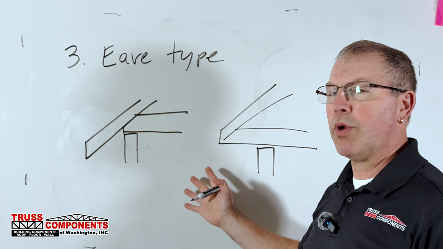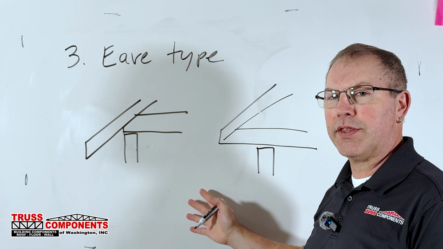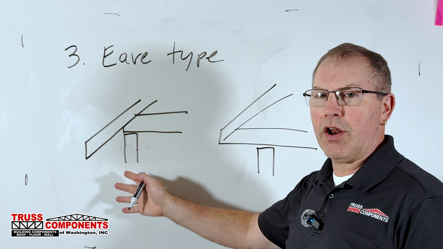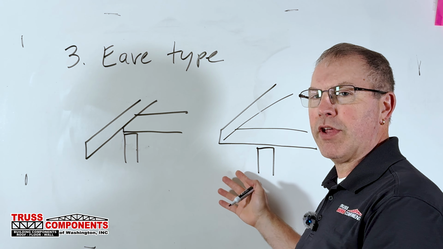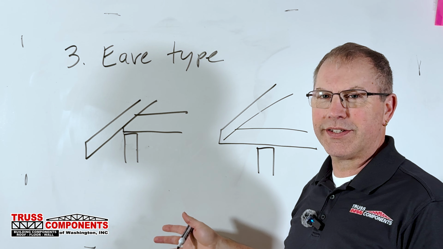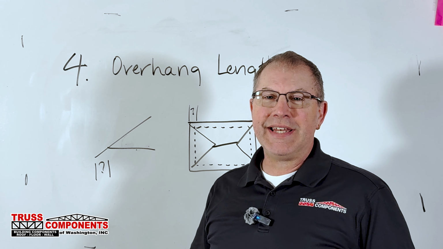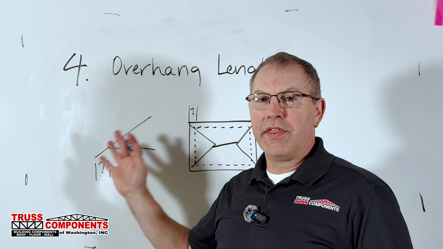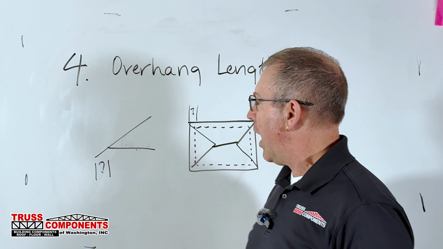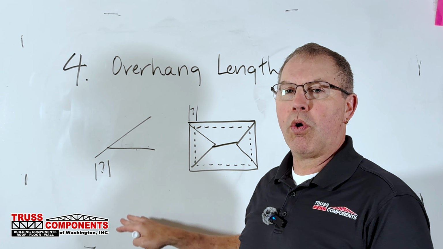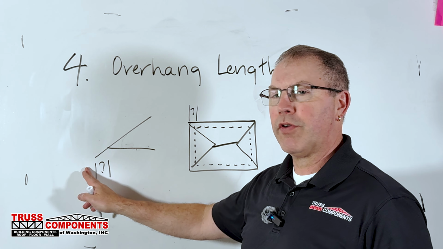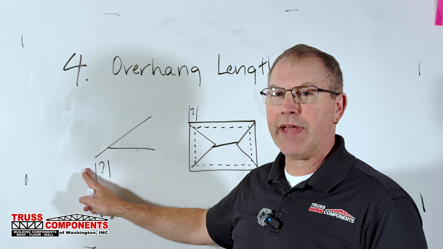We need to know which one of these we're going to use to design the trusses, and if it is an open soffit on one part of the plans and a closed soffit on a different part of the plans, we're going to need to know which one of those is correct. Often missing detail number four is the overhang length. So this tells your truss designer how far to extend the truss or the top chord of the truss beyond the outside wall. The gutter for your building is going to sit at the end of that overhang.